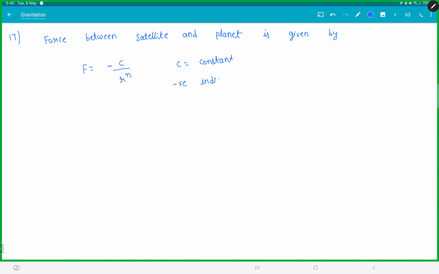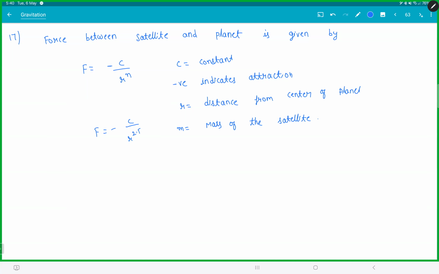So the regular gravity, right, that N used to be 2, isn't it? So in the exam they can ask like this. The force is equal to minus C by R power 2.5. Then find the velocity and find the time period. You're getting it? So every time it need not be R squared. You create a hypothetical situation. So find velocity as a function of N. Find time period as a function of N.